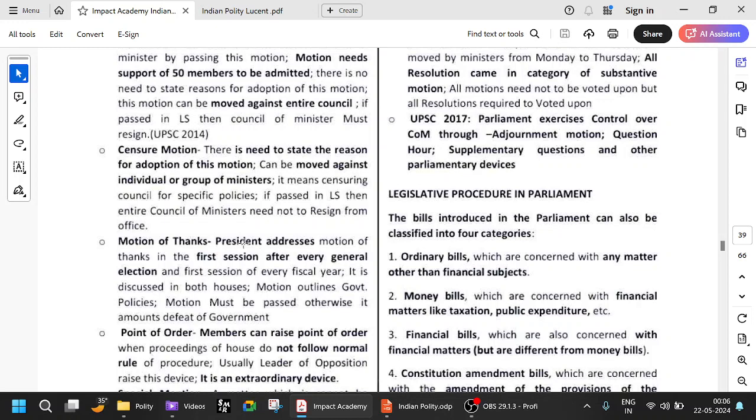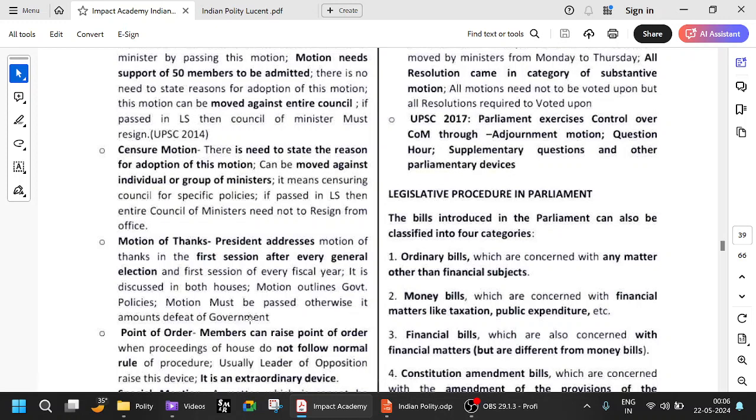Motion of thanks. Okay, the President addresses, and the motion of thanks is moved in the first session after every general election. So after every election, when the new government comes, when the president summons the session of both houses, the motion outlines government policies. The motion must be passed, otherwise it amounts to defeat of the government.